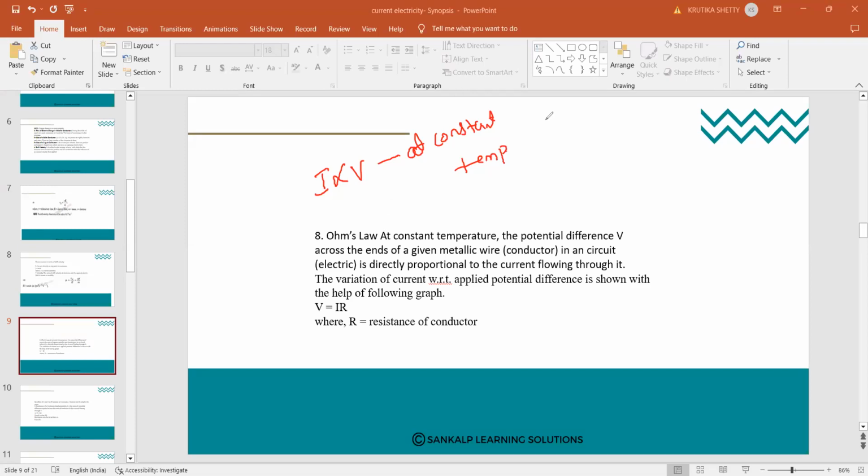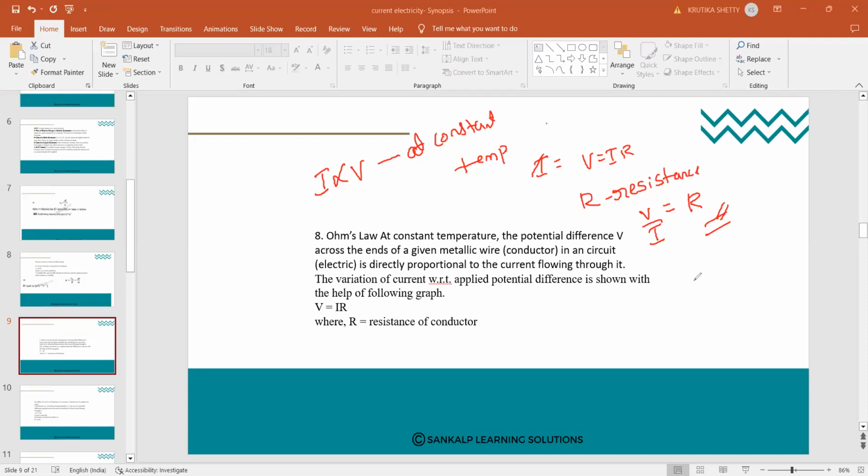Now, to remove the proportionality sign, we take a constant here, and that constant is, sorry, V is equal to I into R. This V is equal to I into R, where R is called resistance. You can also write resistance as R is equal to V by I. So V is the potential, I is the electric current. So V by I is the resistance here. Correct?